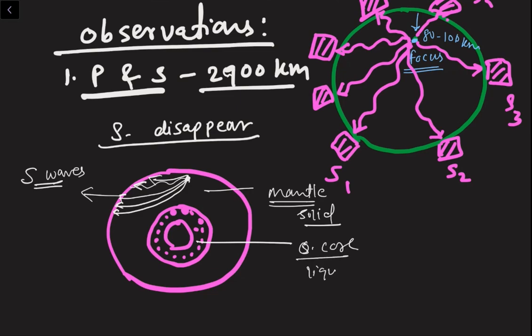This is liquid. So when they come towards the liquid core, when they come here, they will not be allowed inside the liquid core, because this liquid stops them. We understood that S waves cannot travel in the liquid medium. So here they will stop. They will be stopped.